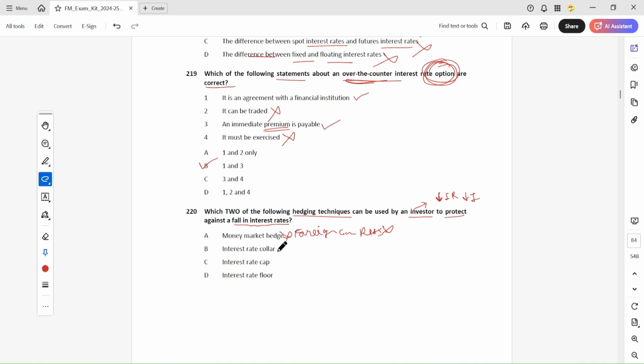Interest rate collar, yes, you can use an interest rate collar. And an interest rate cap is against an increase in interest rate, but we want protection against a fall in interest rate. So a floor protects against the fall in interest rate. So D is correct and interest rate collar is correct. A collar protects against both increase and decrease. So I hope guys you understand all these questions.